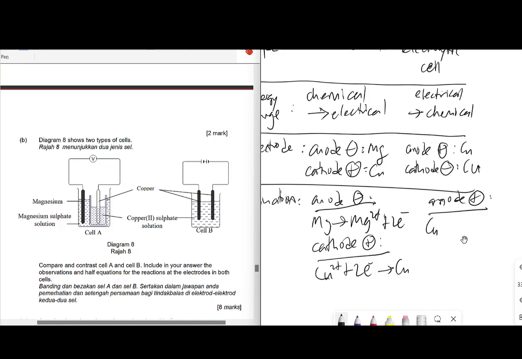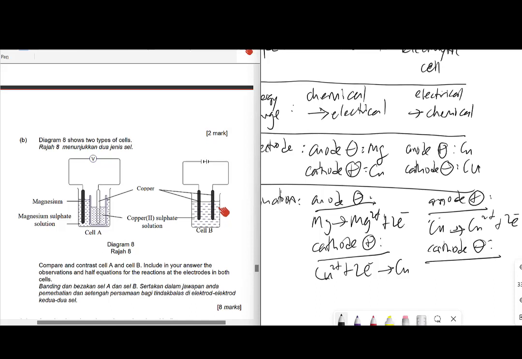Cu oxidizes and becomes Cu2+ plus 2e-. So copper is oxidized. And then the cathode is the one that is negative. So what happened to the cathode? The cathode will be reduction, red cat.